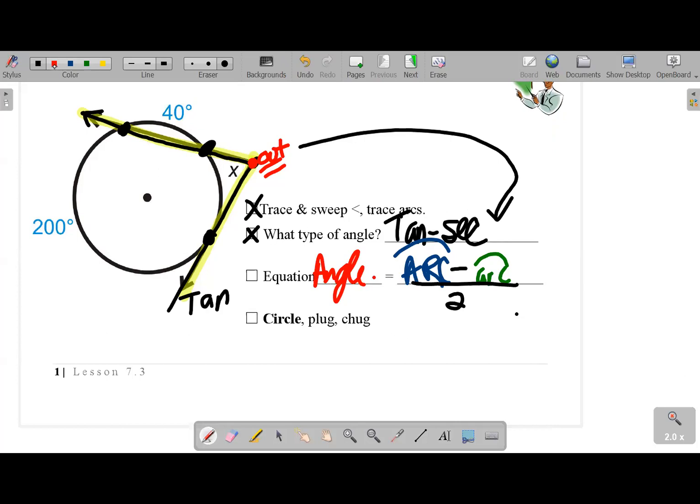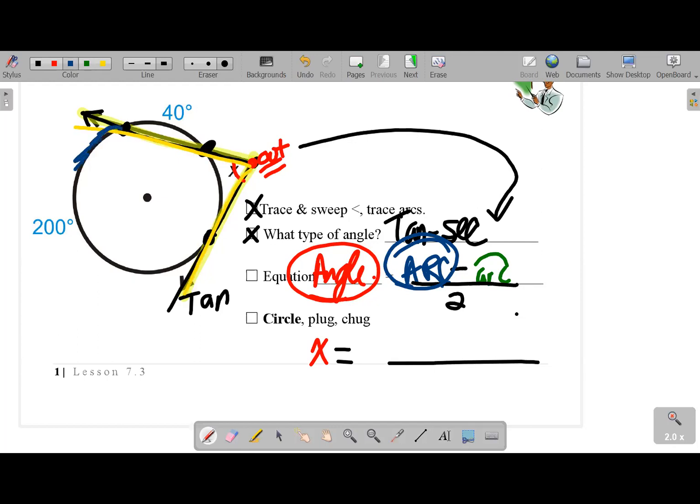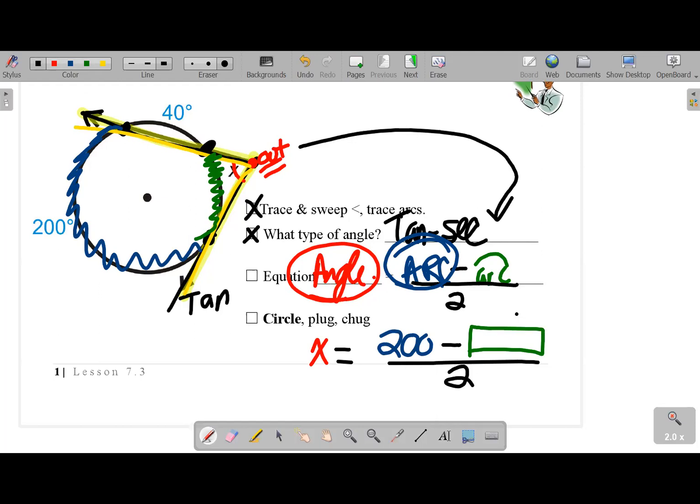Watch carefully. Circle, plug, chug. Circle, angle, that was easy. Big arc, you follow that angle out like this. Our big arc, if you physically traced it, that was easy. Minus the small arc that is inside the angle. Ha! It is not 40, folks. That's where about 80% of you went wrong.